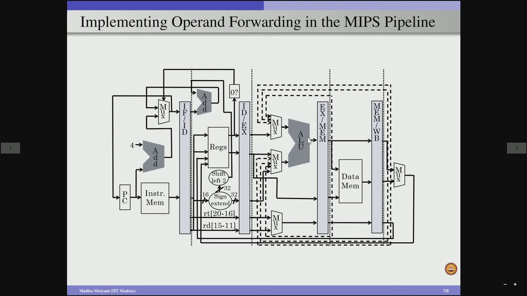an ALU operation also, because whatever the ALU operation computes will be written to the register only in the last stage. In the meanwhile, if there is any dependent instruction which requires this computed value, it can be forwarded either from this pipeline register or this pipeline register. But for the load forwarding, we have to use only this pipeline register to forward the value.